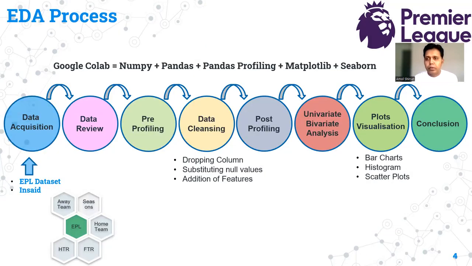Prior to that, the EDA process: EDA is an 8-step process. We start with data acquisition. In the data acquisition, we received the data set from INSEAD for the English Premier League, which has multiple features available, and multiple data is available for the complete 25 seasons. So the first part is the data acquisition.